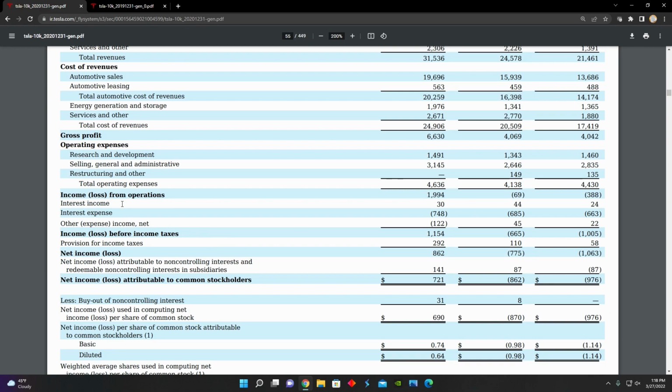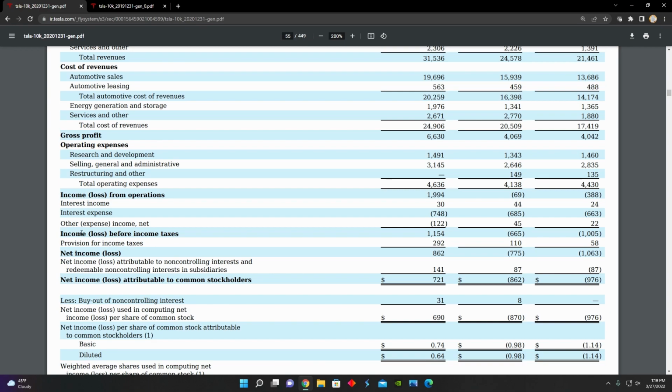And then after we subtract these three line items, or add them in the case of interest income, from the income from operations, we get income or loss before income taxes. And it was positive in 2020 because they had less of these expenses than total operating income, or income from operations. But for the previous years, 2019 and 2018, we see that that was negative because their income from operations was already negative, and then they had all of these other interest expenses and things like that that added on to their negative amount. Then underneath this line item, we see provision for income taxes.